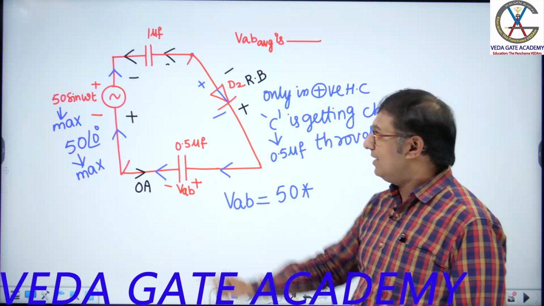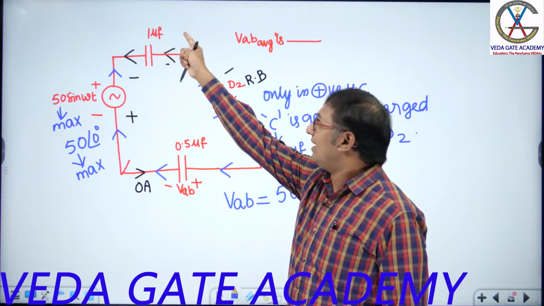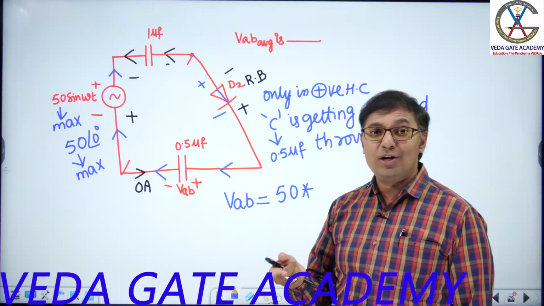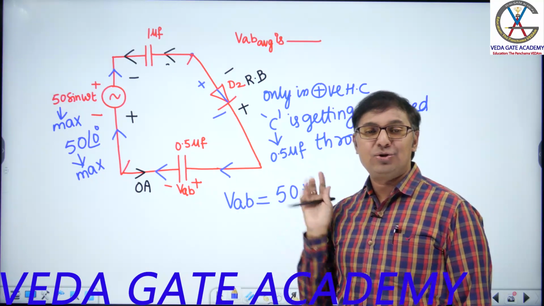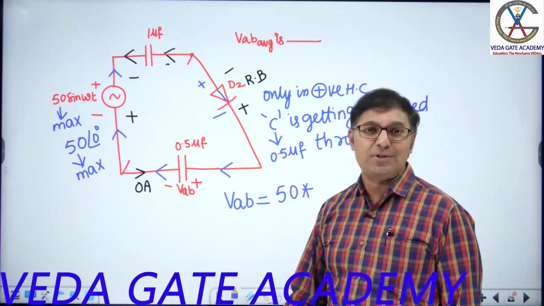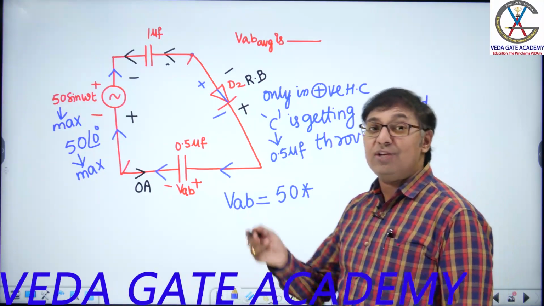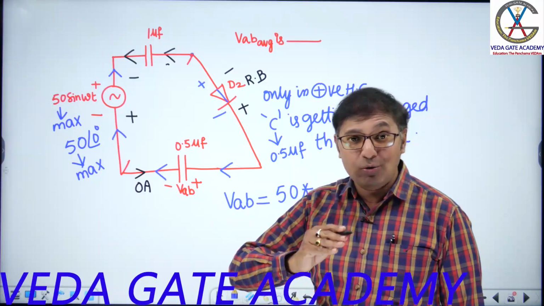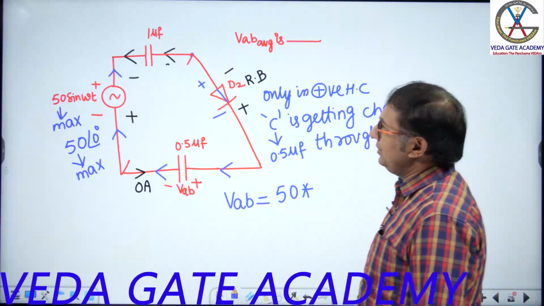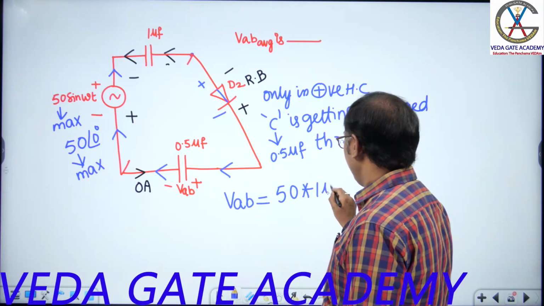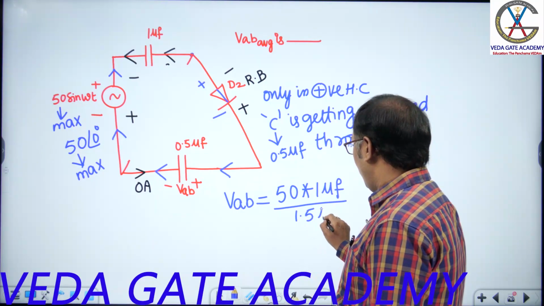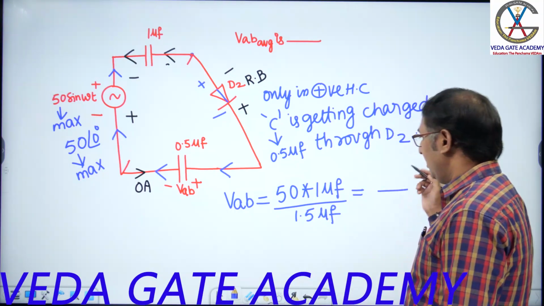I repeat my statement. If omega is given, we write this in ohms. Once they are in ohms, obviously voltage division means respective impedance by total impedance. As omega is not given, we can't write this value in terms of ohms. Let's go with voltage division for capacitors exclusively: total voltage into opposite capacitance by total capacitance. 50 into opposite capacitance, 1 microfarad, by total 1.5 microfarads.